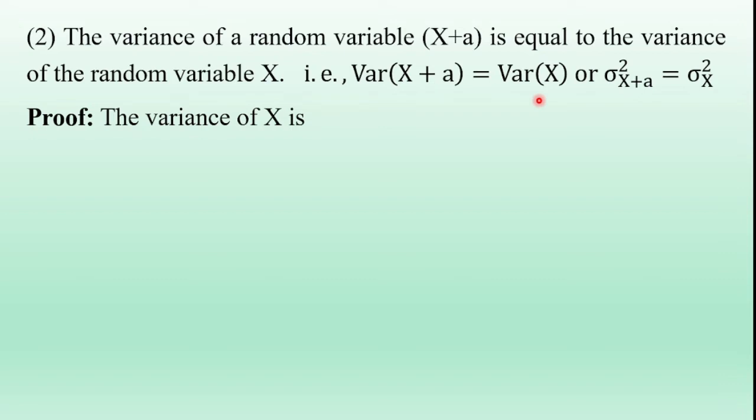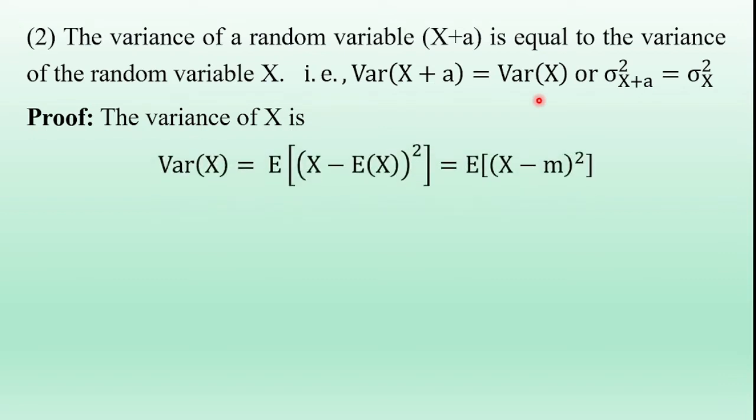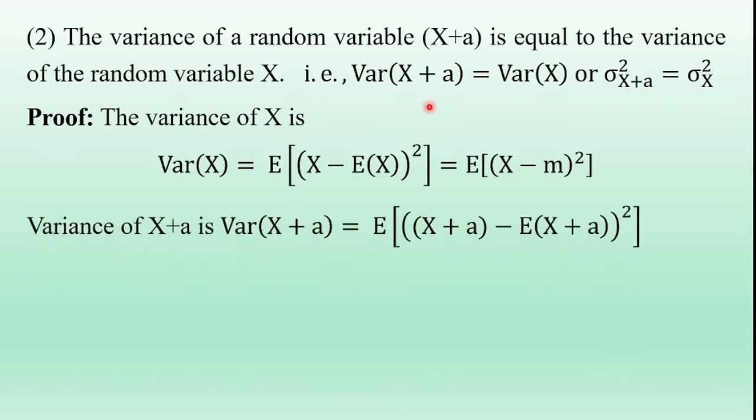We know that the definition of the variance of the random variable is given by variance of X is equal to expectation of (X minus m) whole square. Now we want to prove variance of X plus a. X is substituted by X plus a, therefore variance of X plus a is equal to expectation of (X plus a minus expectation of X plus a).